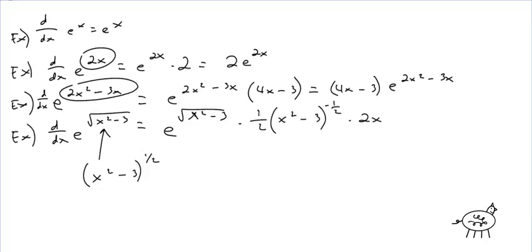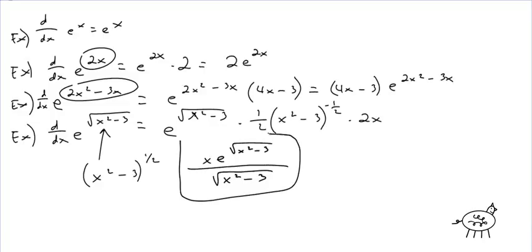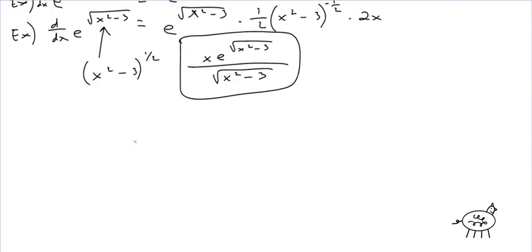Then I can rewrite it as 1/2 times 2x is just x. So I get x times e to the square root of x squared minus 3. And then this x squared minus 3 to the negative 1/2 just goes in the bottom. So we get the square root of x squared minus 3. Okay? And that is the derivative. All right, cool. Let's just keep going down here, and I'll try another one.